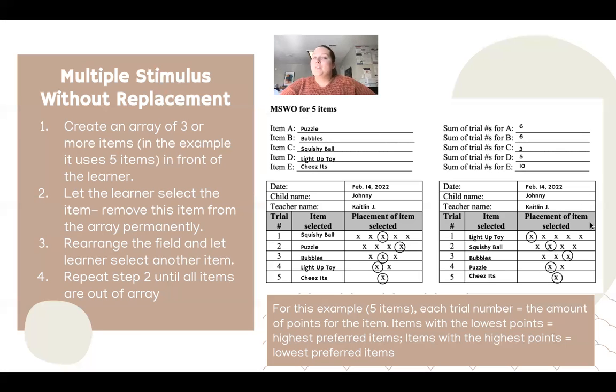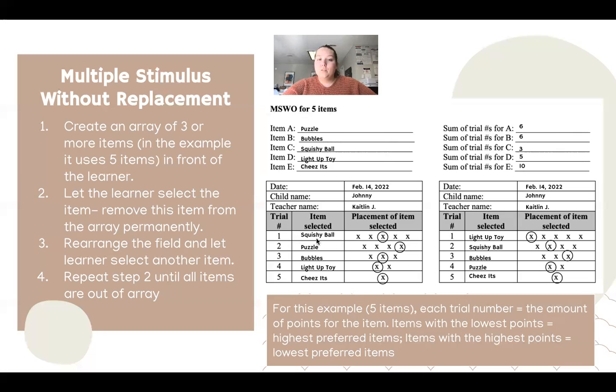And this is where it gets a little tricky, because being able to identify if a potential preferred item is going to be preferred, the math is just a little wonky. So down here on the bottom, we have, for this example, 5 items. We have each trial number equals the amount of points for the item. Items with the lowest points equals high preferred items. Items with the highest points equals lowest preferred items.